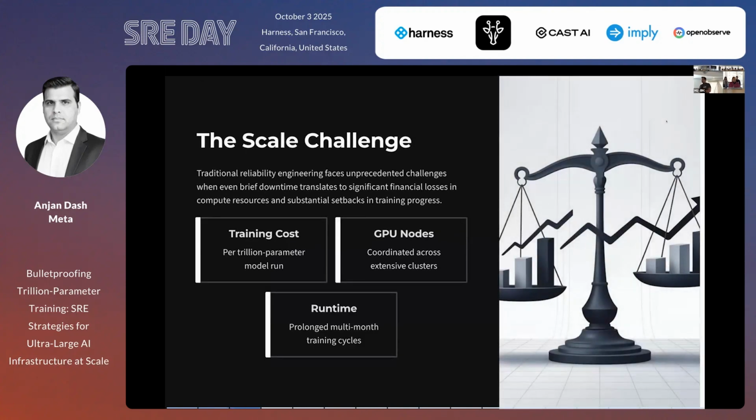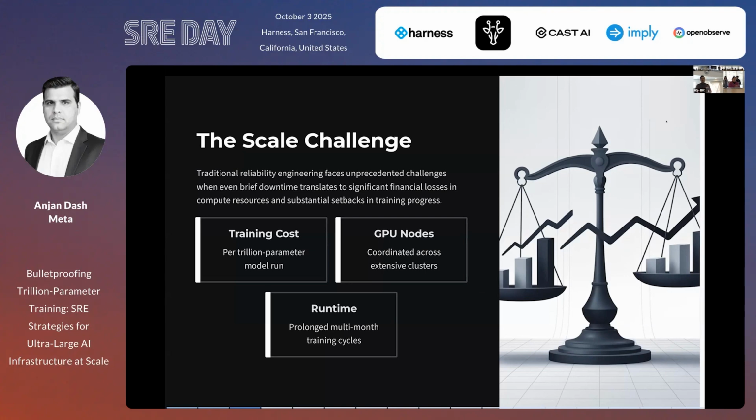The first thing is scale challenge. As we know, these models are really big, so the cost of training these models is super high. We're talking about GPU nodes. How many GPU nodes are required to train these models? For 1 trillion parameters, it is about 4 terabytes of data to store these parameters. We're saying one parameter takes about 32 bits, so if you compute it, it's about 4 terabytes.